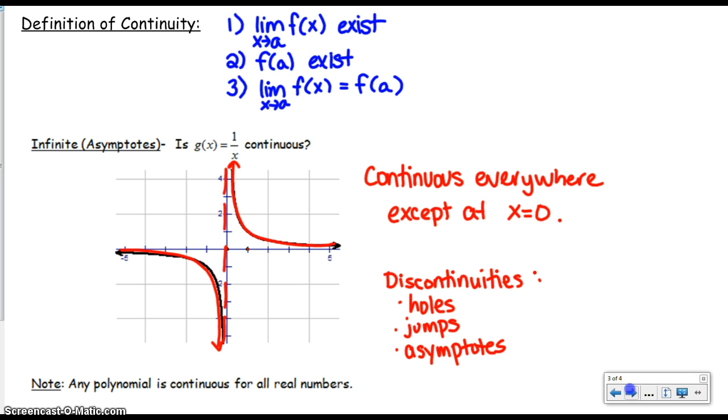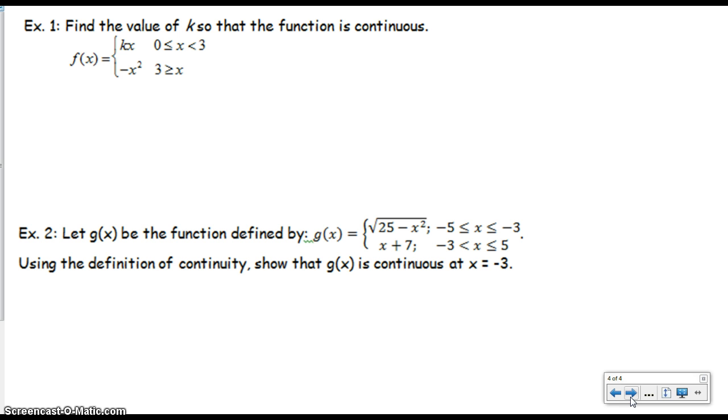Now, any polynomial is going to be continuous, like x squared or 3x cubed. Anything like that will be continuous. Sometimes they like to give examples with a piecewise function, and they want to say, find the value of k so that the function is continuous. So you've got to check the three conditions of continuity.